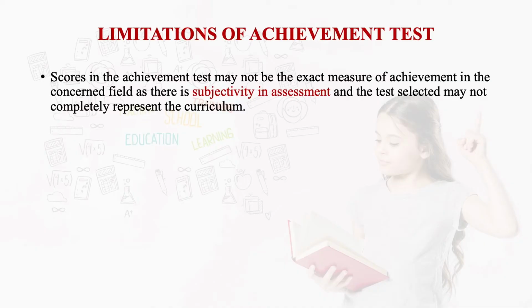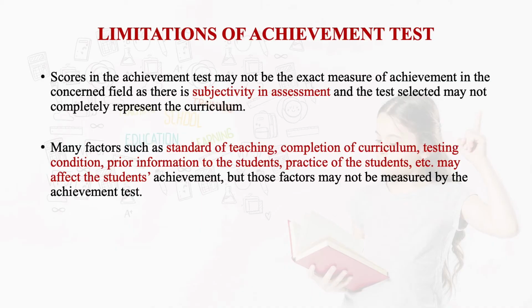Further, to go forward, these are certain limitations of the achievement test. Scores in the achievement test may not be the exact measure of achievement in the concerned field, as there is subjectivity in assessment. So friends, so far as assessment in science, education, social science and psychology is concerned, you will find that most assessments are subjective in nature. So that's why this is another important aspect: when you are preparing a tool and the scores that the learners are getting, because of the subjectivity in the assessment, you cannot say that that is the exact score.